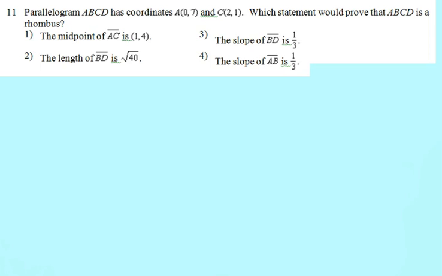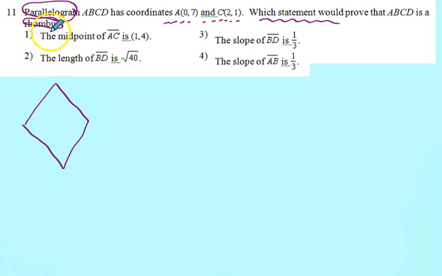Next of the favorite questions happens to be this one. Parallelogram, generic word, such and such, has coordinates of only 2 points. Wonder why? Which statement would prove that this parallelogram is actually a rhombus? Them mentioning that already tells us that they want to use specific properties that make a parallelogram a rhombus. So we should remember there were 3 of them and then recall them later.